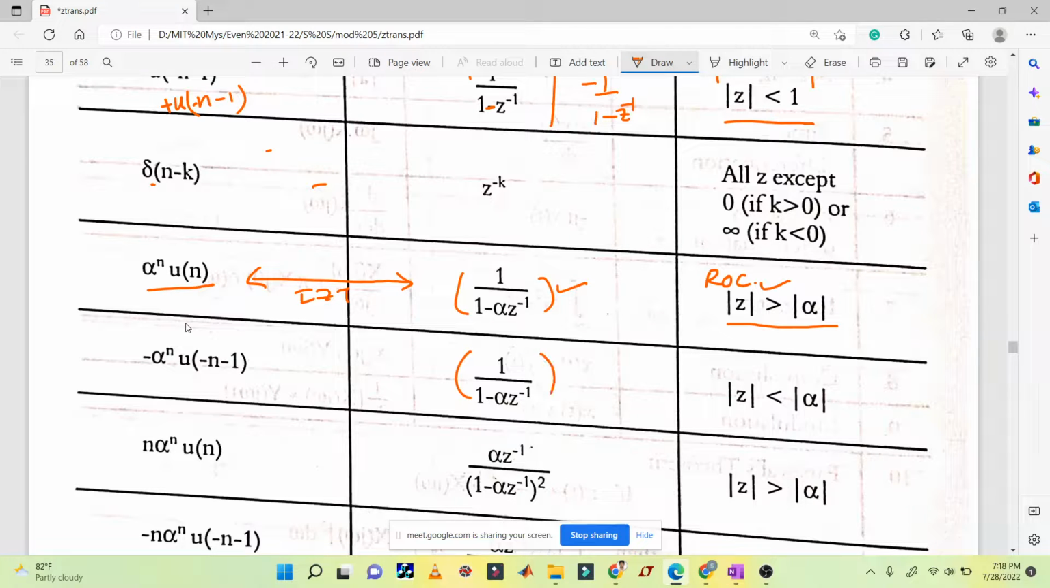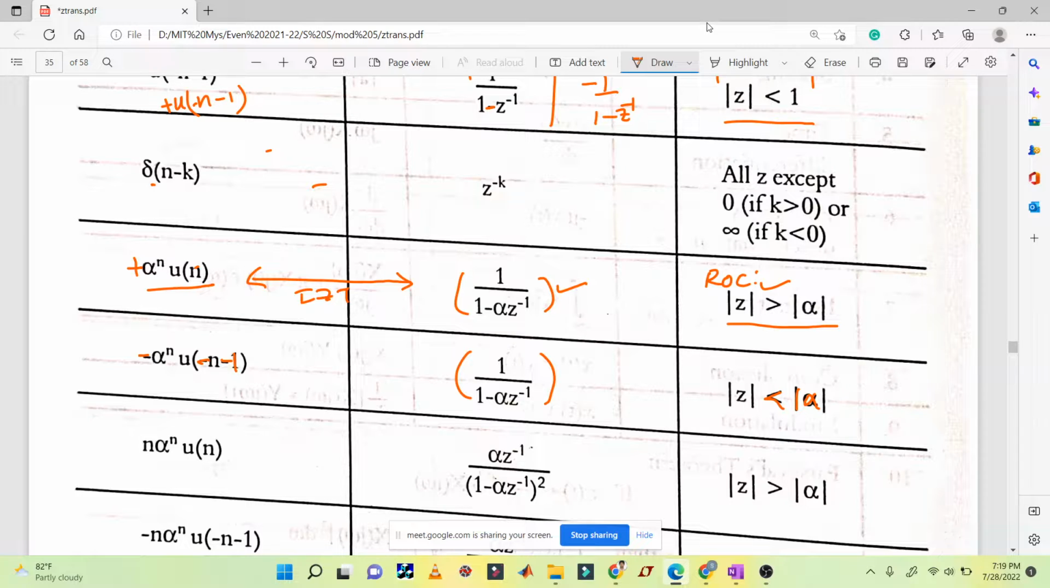If the same equation is given and z is less than alpha, it is a left sided sequence. For a left sided sequence, what do you do? Instead of this, minus alpha power n u of minus n minus 1. It is not minus alpha power minus n, only n, but wherever here it was plus, here it will become minus. This also has minus n minus 1. You have to look at the ROC.